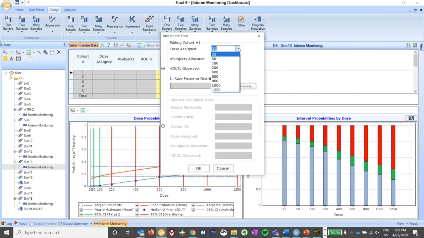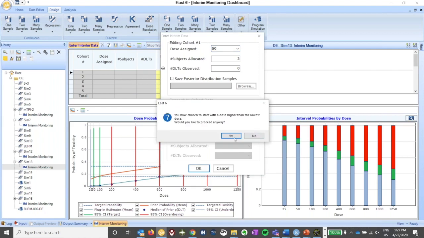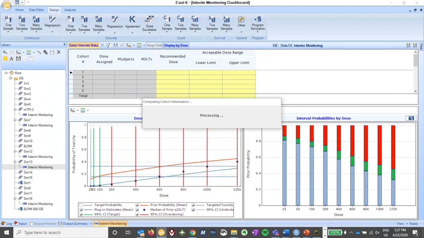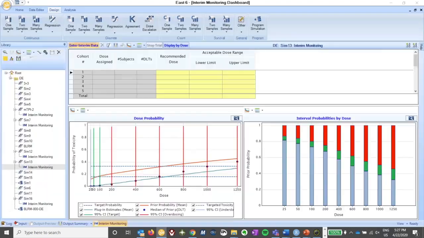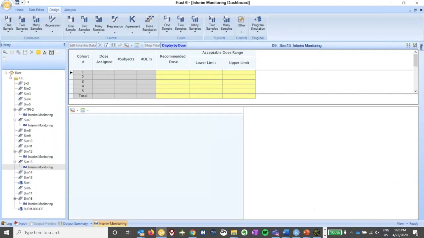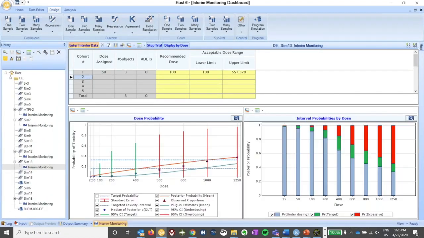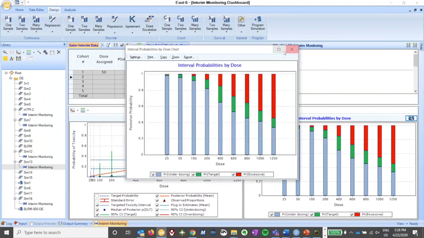So if you start at the 50 milligram dose level, you can enter the number of subjects that you have and how many DLTs you observed, and you can click on OK, and you can see what the next recommended dose level is going to be. Remember here we had put in the restriction that at most we can double the dose level, and you can see that the next recommended dose level is 100. How do we arrive at this decision?